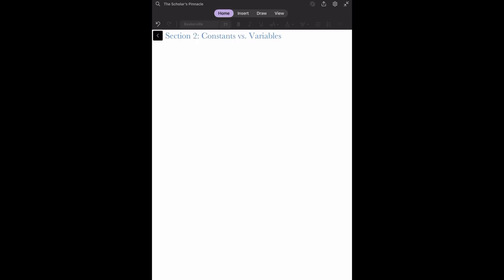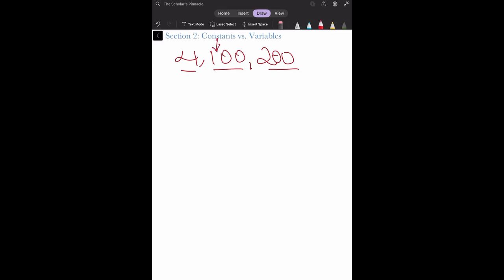Section 2, constants versus variables. What are these? A constant is a fixed value. For example, 4, 100, 2000. These are constants. They do not change unless you apply something to them to change. However, a variable, in this case, can change.